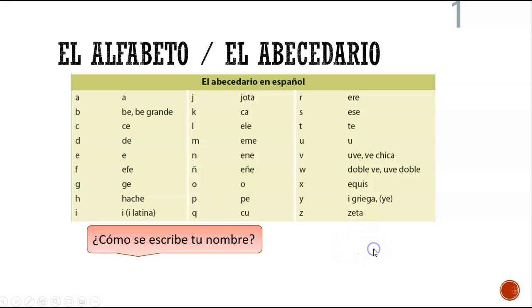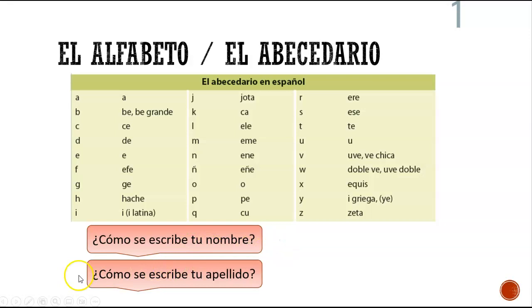So just to practice a little bit of spelling, for example, ¿cómo se escribe tu nombre? ¿Cómo se escribe tu apellido? So I'll do mine. First, mi nombre es Lisette. Se escribe L, I, S, S, E, T, T, E. Mi apellido es Hernandez. How do you spell Hernandez?